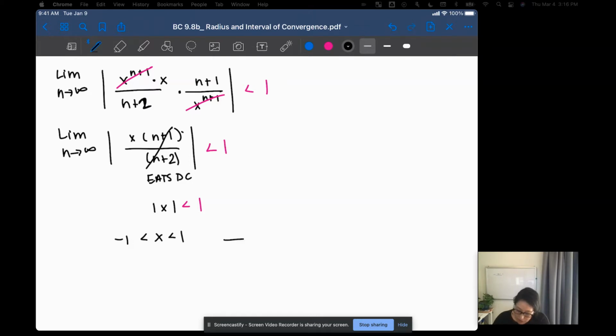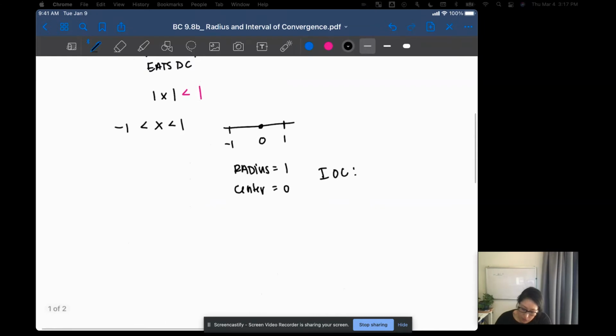If I write this on a number line, the center is 0, and my interval of convergence is going to be from -1 to 1, but I don't know about the endpoints, okay? So my radius is equal to 1, the center is equal to 0, and then I'm going to get my interval of convergence by testing the endpoints. So we need to test the ends.